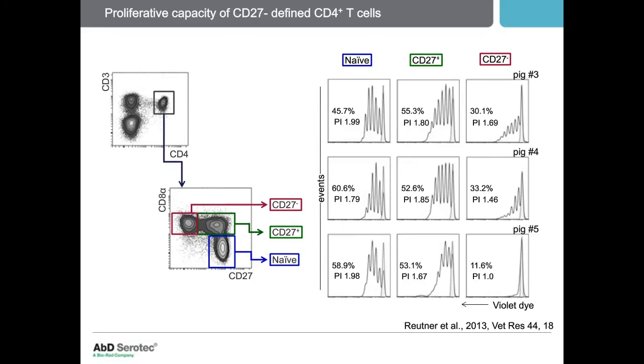When we stimulated our three CD8 alpha CD27 defined T cell subsets with ConA, we could show that the naive cells, in blue, showed a nice proliferation after stimulation. The CD27 positive CD8 alpha positive ones showed similar proliferative capacity, whereas the CD27 negative ones showed only, if at all, an abortive proliferative response.